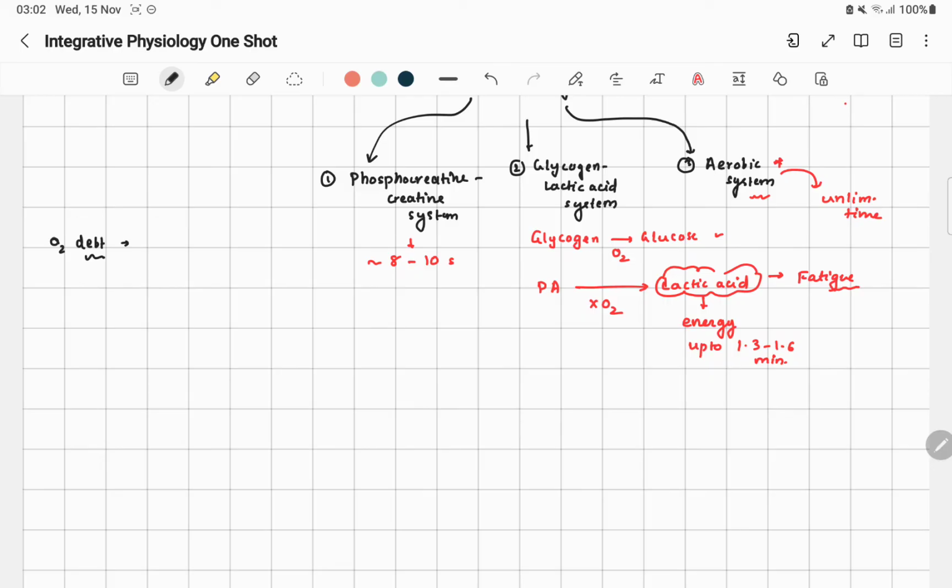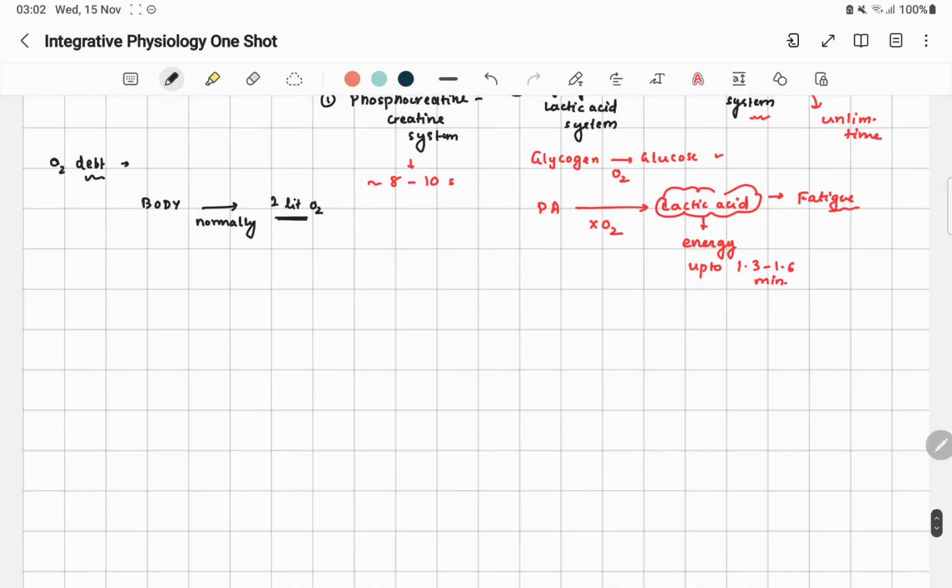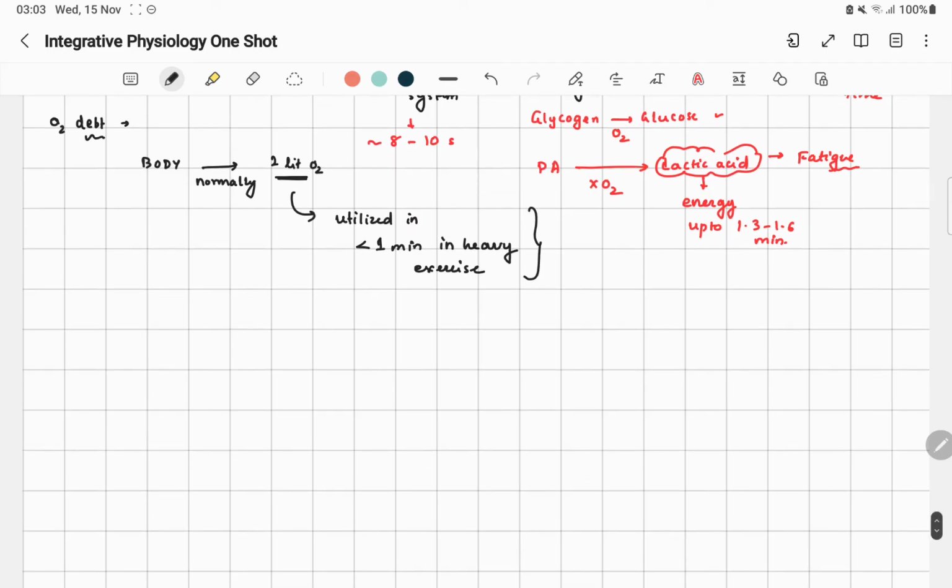Normally our body has 2 liters of oxygen stored, and this 2 liters of oxygen is utilized in less than 1 minute in heavy exercise. So this oxygen utilized has to be replenished back.